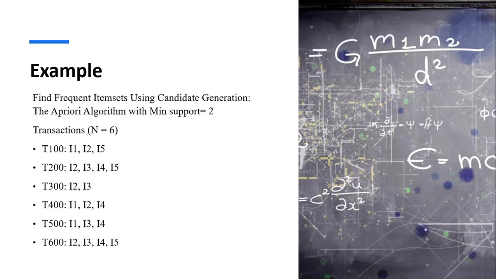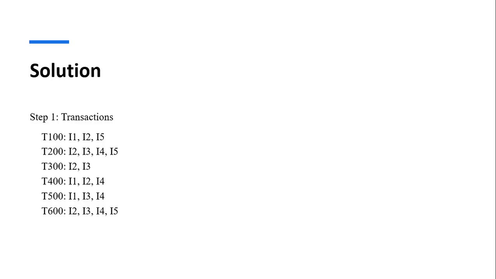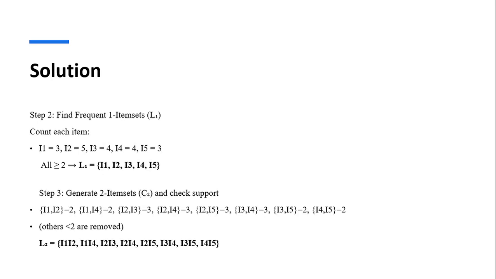Okay, so now we have to find the candidate generation using the Apriori algorithm. We have to remember we have 6 transactions and we have minimum support as 2. So step 1, we have to list down all the transactions. So there are 6 transactions, so we will say n is equal to 6 and we will list down all the 6 transactions. In step 2, we will find the frequent item set, that is L1. So we will be counting how many distinct items are present in our transactions. So we have 5 distinct items, that is I1, I2, I3, I4, I5.